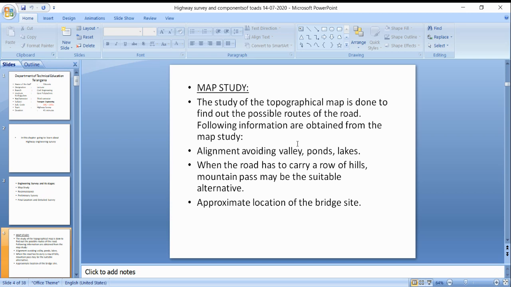The information we get from the topographical map is alignment avoiding valleys, ponds and lakes. We cannot change them, as they have been available for a long period. Next, when the road has to cross a row of hills, those also cannot be deviated, so we have to see that too.